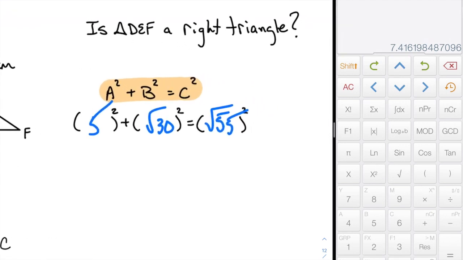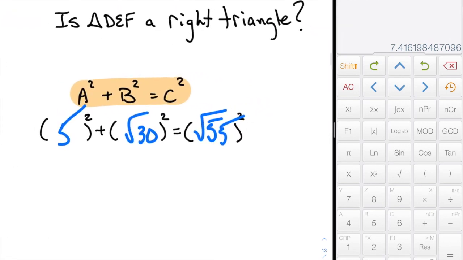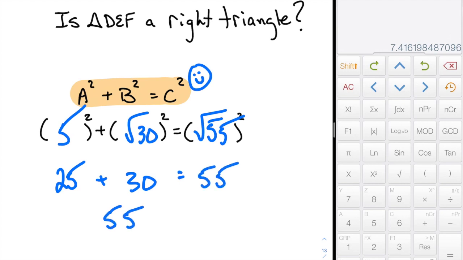And now all we need to do is find out, does this work? If it works, that means it satisfies the Pythagorean Theorem. If it satisfies the Pythagorean Theorem, then we have a right triangle. So let's do this. 5 squared is 25. 5 times 5 is 25. The square root of 30 times the square root of 30 is 30. Kind of cool, huh? And the square root of 55 squared is 55. So we add these two together, 55. On the other side, we already have a 55. This equals, I'll put a little check mark up there, maybe even a little smiley face, and I would say, yes, it is a right triangle.